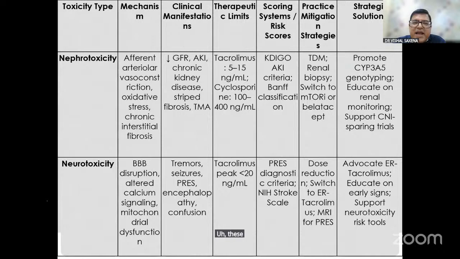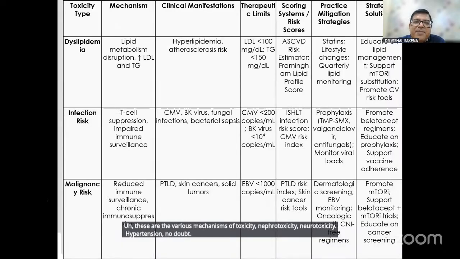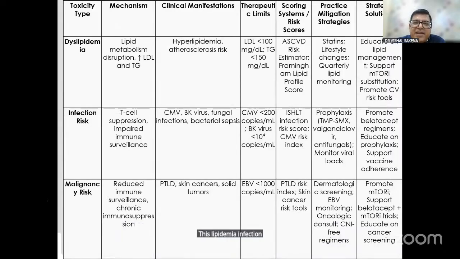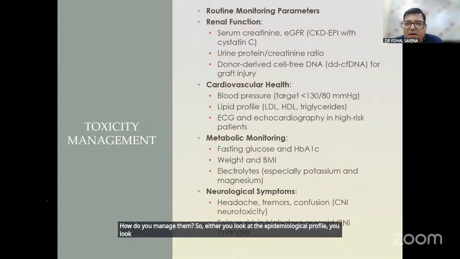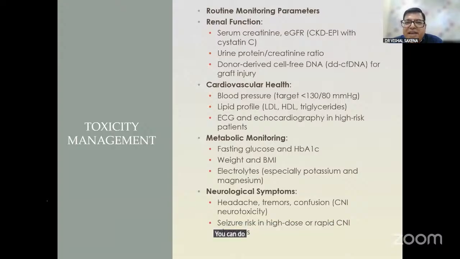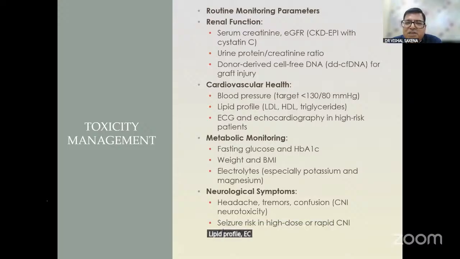These are the various mechanisms of toxicity: nephrotoxicity, neurotoxicity, hypertension, NODAT, dyslipidemia, infection risk, malignancy in CNIs. How do you manage them? Either you look at the epidemiological profile, you look at the GFRs, you can do cell-free DNAs to look at the outcomes. You should look at the cardiovascular health. So blood pressure target should be less than 130/80. Lipid profile, ECG and echocardiography in high-risk patients.